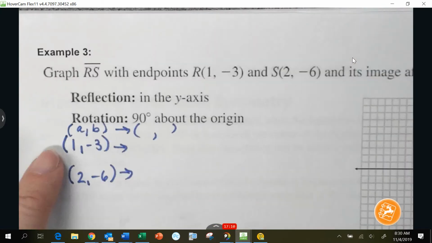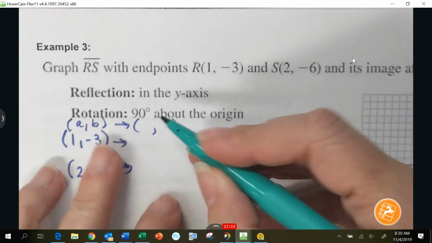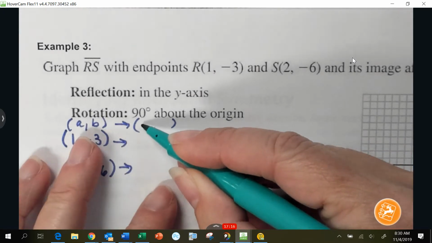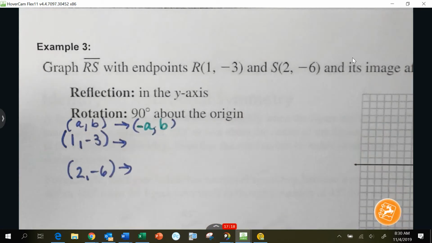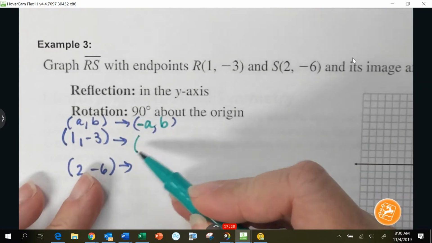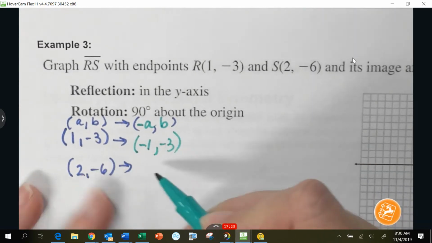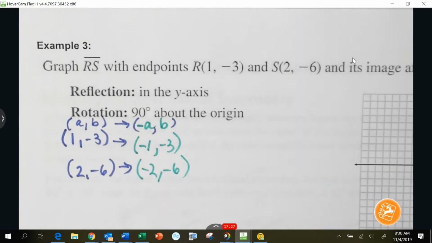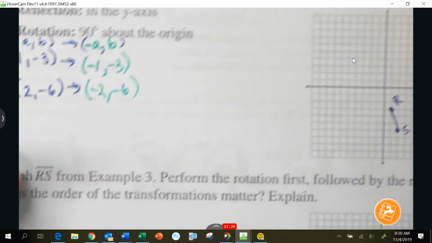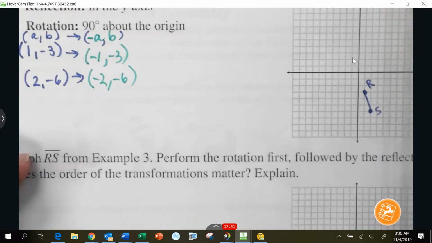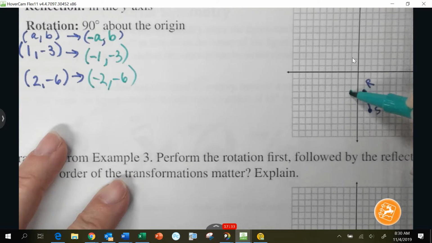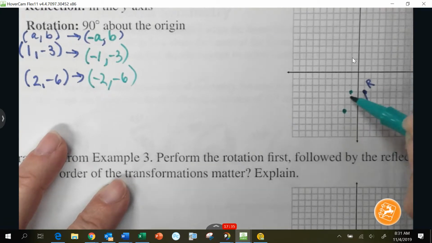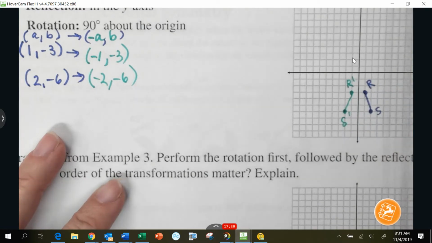So if I'm making a rule, I would say that (a, b) goes to (-a, b). So I can write those ordered pairs as -1, -3, -2, -6. Or I can go and just graph them on the graph. I mean, you don't have to write the ordered pairs. I'm just showing you that you can. So that would be my R prime, S prime.